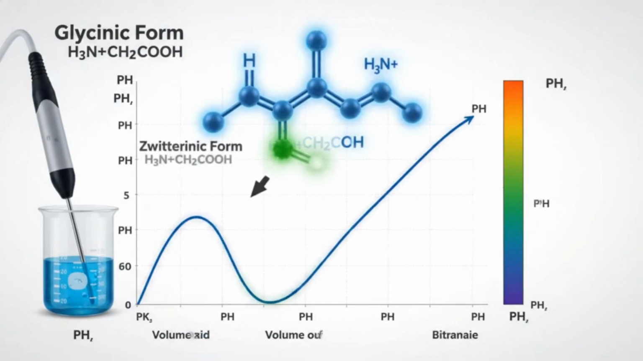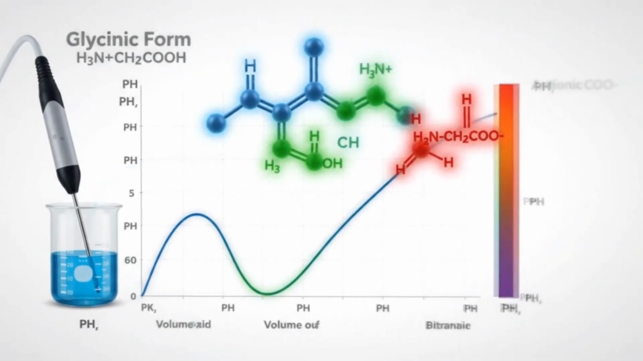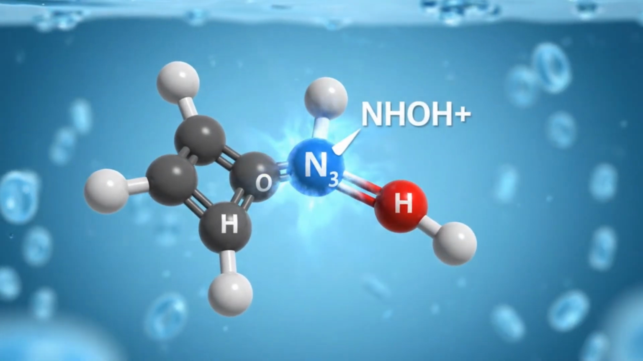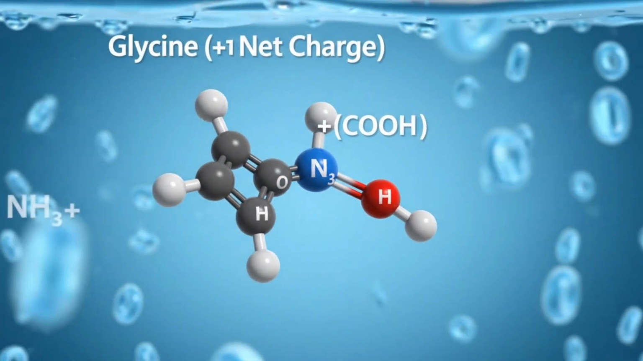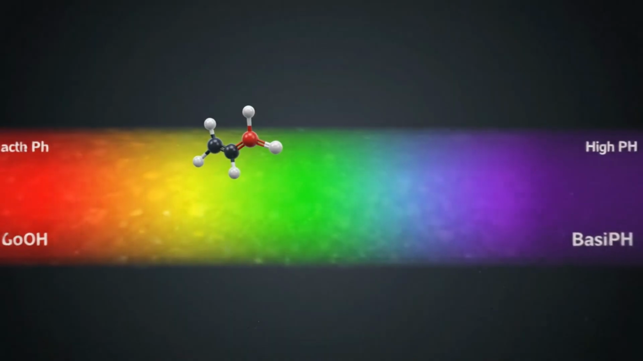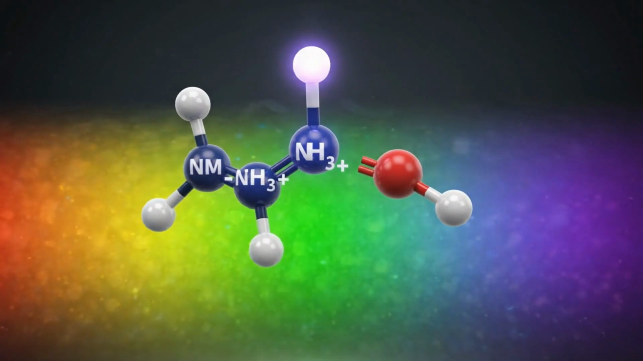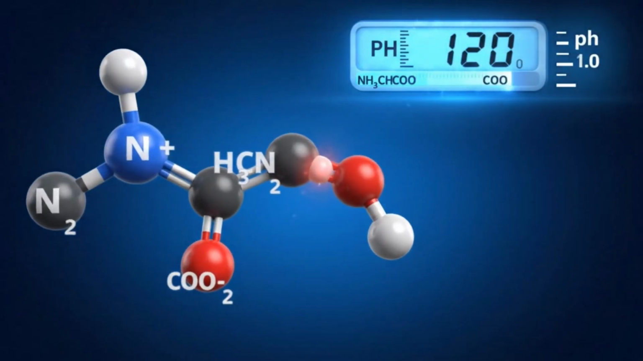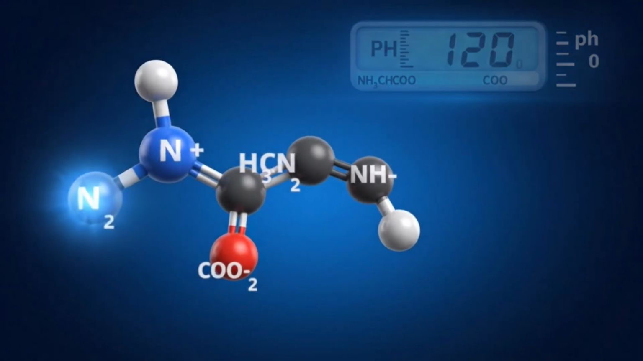Glycine provides a simple example because its amino and carboxyl groups are both ionizable. At low pH, glycine carries a positive net charge because both groups are protonated. At intermediate pH, glycine mainly exists as a zwitterion with 0 net charge. At high pH, glycine loses another proton and carries a negative net charge.